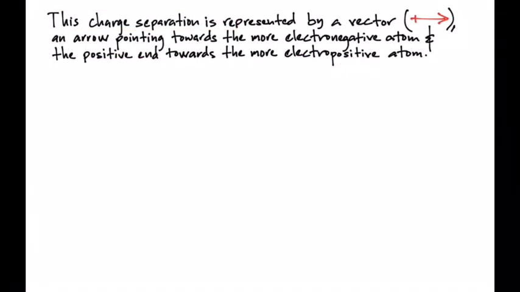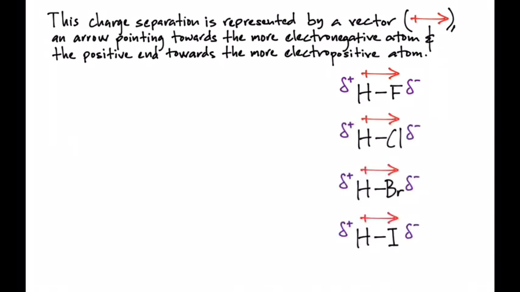So this charge separation between two atoms is represented by a vector, an arrow pointing towards the more electronegative atom and the positive end towards the more electropositive atom. So when we're looking at hydrogen fluoride again, the arrow would be pointing towards the more electronegative fluorine. So fluorine here is more electronegative, and so the head of the arrow would be pointing towards fluorine, and then the positive tail would be pointing towards hydrogen, which is the less electronegative atom.